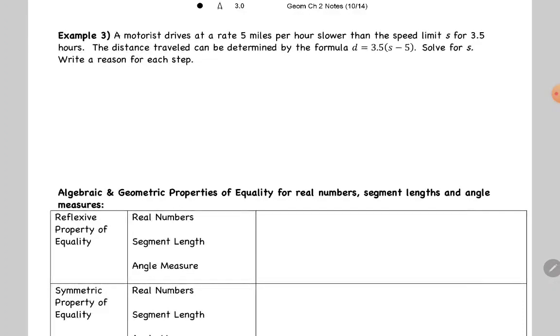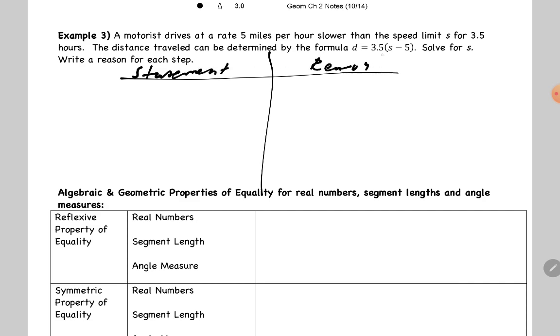So a motorist drives at a rate of 5 miles per hour slower than the speed limit S, for 3.5 hours. Distance traveled can be determined by the formula d = 3.5(S - 5). So they gave us the formula, solve for S, write a reason for each step. So we divide our two sides here. Statement, reason. Oh, write a little bit better than that.